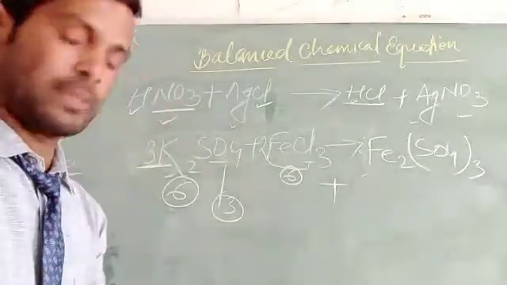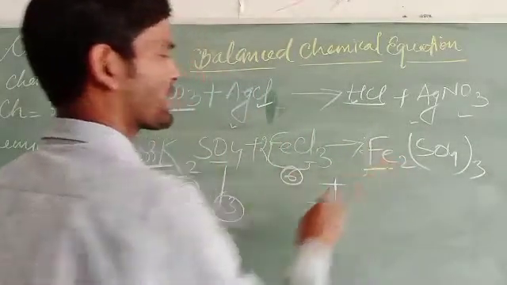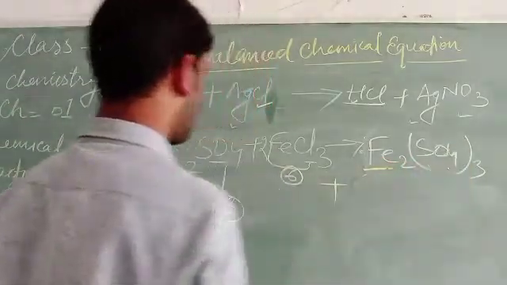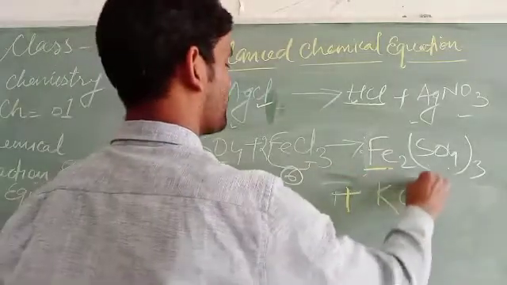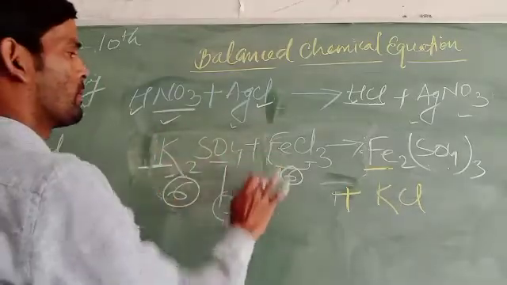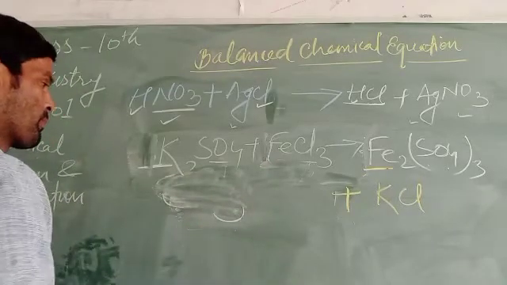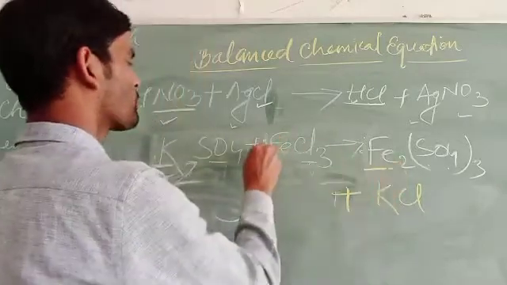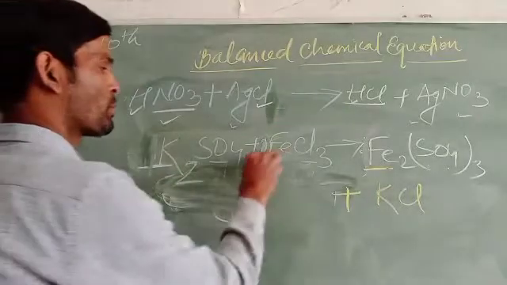Here is inappropriate. Why? Because it is not ferrous sulfate. It will form ferric sulfate, Fe2(SO4)3, plus KCl. Now here we will have to write Fe2 molecule, so 2 Fe molecule. Here we will have to add 2. So 2 Fe and 3 Cl.